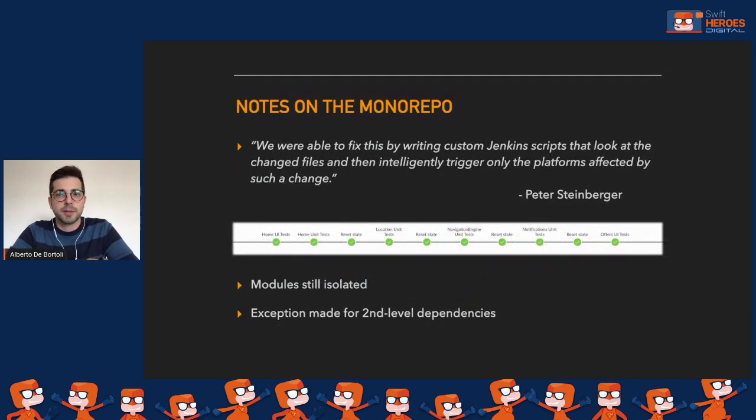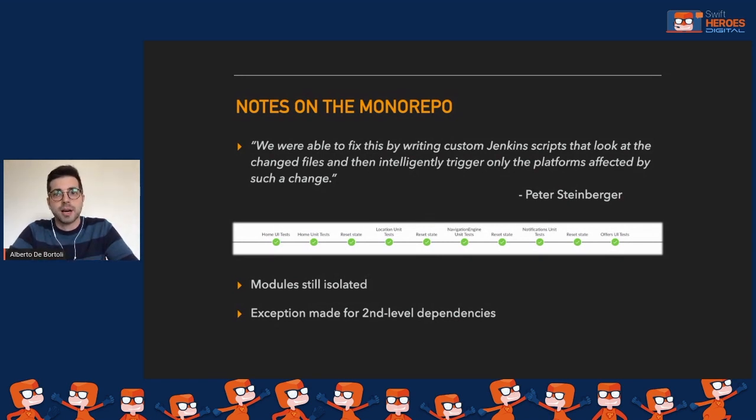And quoting Peter Steinberger, we had to smartly construct our pipeline to run only the stages that are relevant. So for instance, if a pull request only changes modules A and B, there's no real point in running the tests for module C and the others. This is something you have to do yourself. There are no out-of-the-box solutions out there, as far as I know.